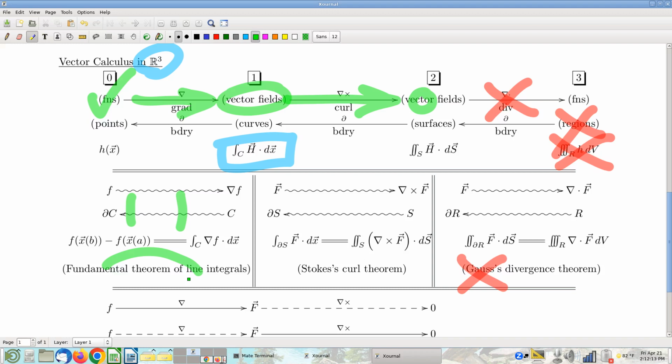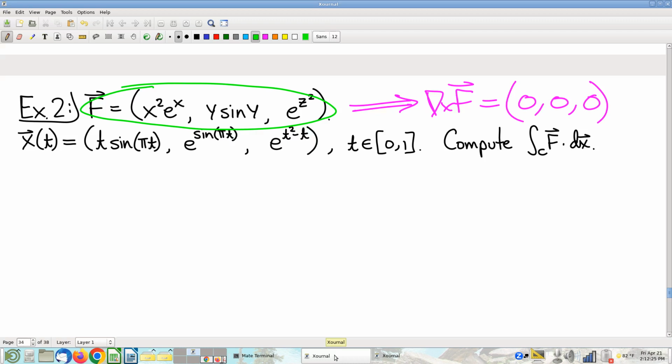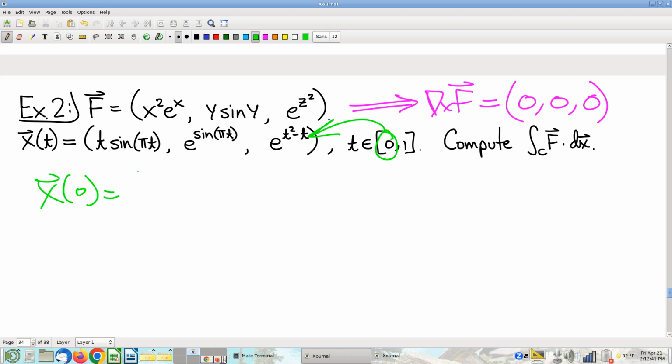All right. Proceeding along. What else does the diagram tell us to do? The diagram tells us to take our curve, think about its boundary. So back to here. Let's see here, the curve. Okay, there's the curve. I need to find the boundary, so I need to plug in t equals 0 into there. X of 0 is, let's see here, 0, 1, 1.